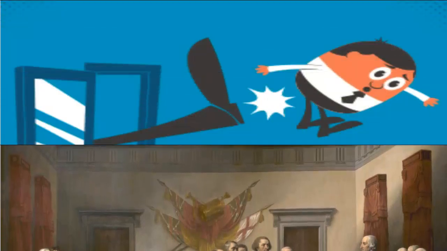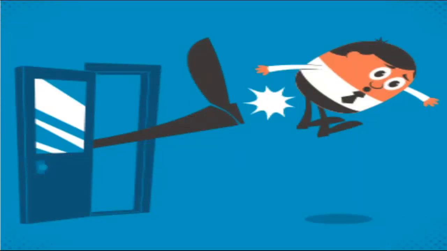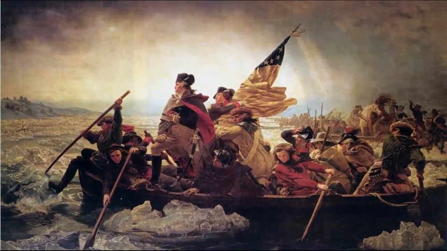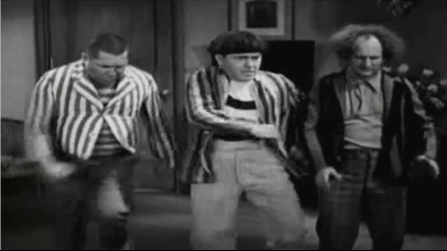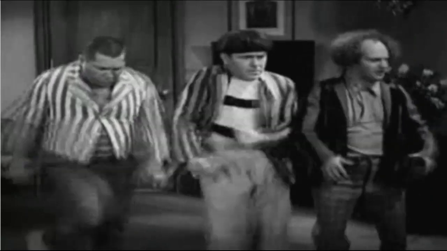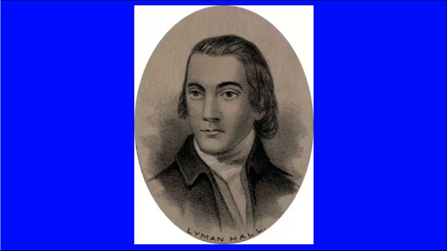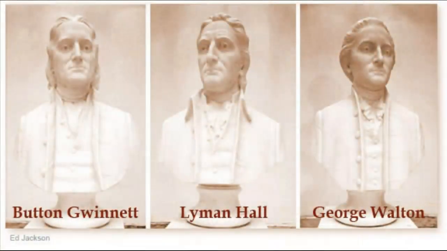In Georgia, Sir James Wright, the royal governor, was kicked out. Georgia was now under the power of the Patriots, those who wanted independence. The Second Continental Congress was attended by three Georgians: Button Gwinnett, Lyman Hall, and George Walton. Gwinnett, Hall, and Walton all three signed the Declaration of Independence for Georgia.